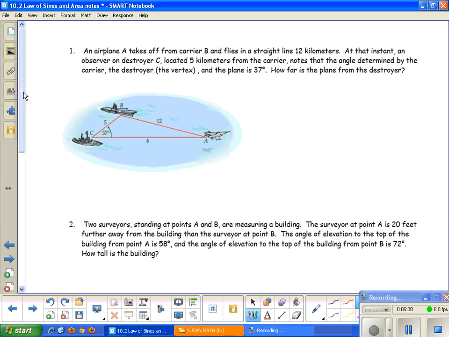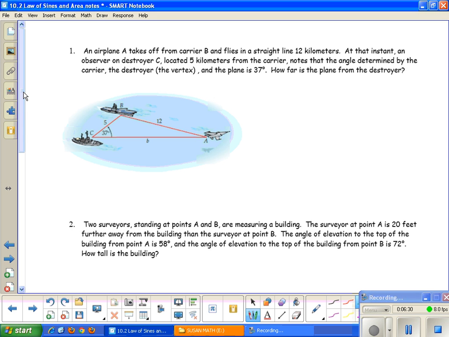So first of all, the first problem says an airplane takes off from carrier B and flies in a straight line 12 kilometers. At that instant, an observer on destroyer C, located 5 kilometers from the carrier, noticed that the angle determined by the carrier, the destroyer, which is the vertex, and the plane is 37 degrees. How far is the plane from the destroyer?